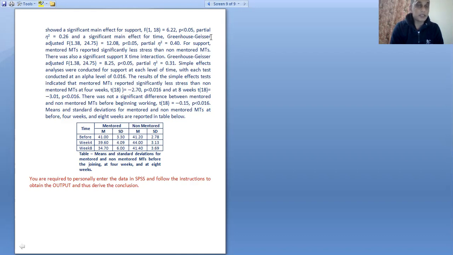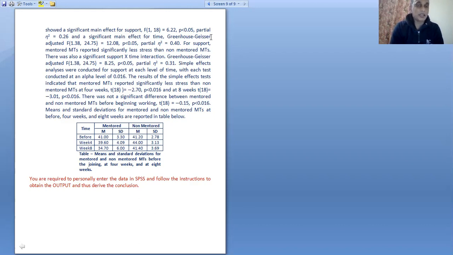So the results for the simple effect test indicated that mentored management trainees reported significantly less stress than non-mentored management trainees at 4 weeks, t(18) = 2.70, p < 0.016, and at 8 weeks, t(18) = 3.01, p < 0.016. There was not a significant difference between mentored and non-mentored management trainees before the beginning of work, t(18) = 0.15, p > 0.016.